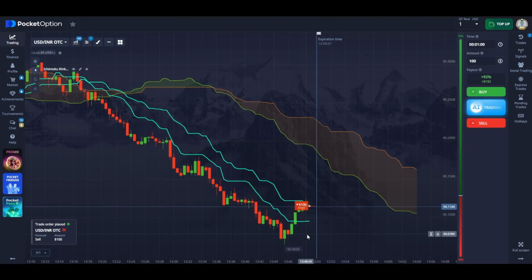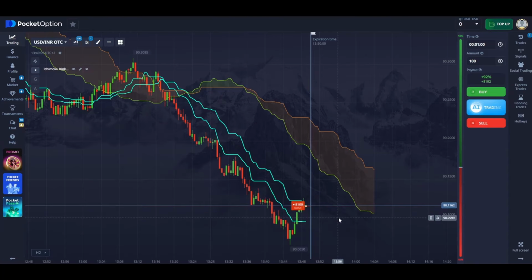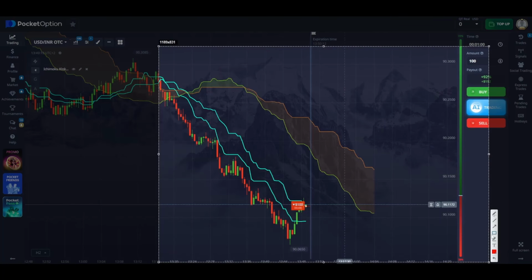Alright, let's take a look at our first trade for today. This one's for a drop. The indicator, as you can see, is Ichimoku. And let's also figure out how this indicator works. Everything about it is really simple and easy, guys.